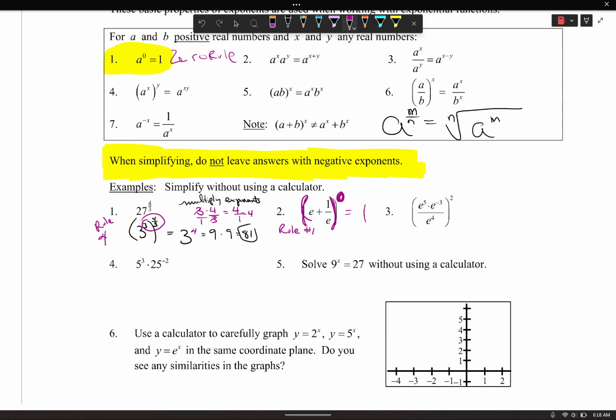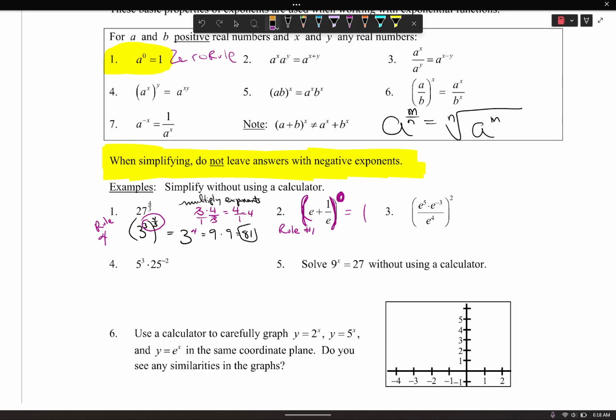The rules that I would want to use for number 3 are complicated. I'm pretty sure I'm going to use rule 4. I'm going to use rule 6. Looks like I have a negative exponent here, so I'm going to use rule 7. And, oh golly, don't forget, I'm probably using rule 5 too.